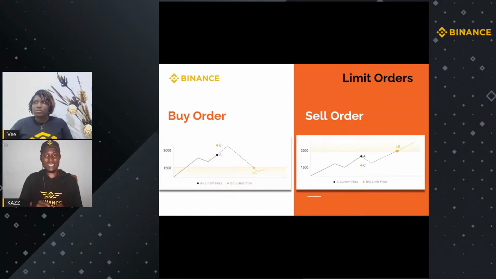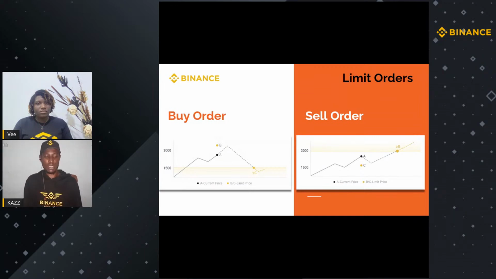So when the current price, which is at point A, reaches the order's limit price at point B or above it, the order will be executed automatically. If the sell price is below or equal to the current price, therefore the sell price of limit orders must be set above the current price. So if you're selling an asset, the best way to use the limit order type is to set your sell price above the current market price.